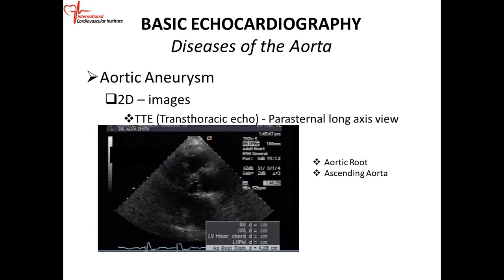Again, with your transthoracic echo parasternal long axis view, you're going to measure the root, okay? But you have to state what you're measuring. Is it the sinotubular junction? Is it sinus to sinus? The sinuses are where you have the outpouching, so you can measure right there, or the sinotubular junction.